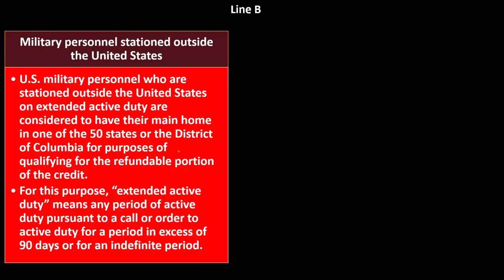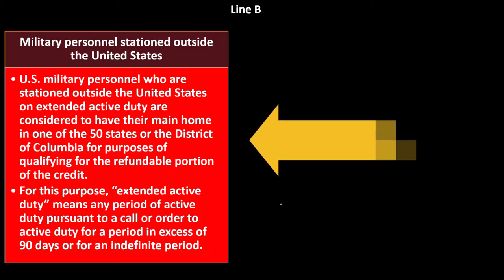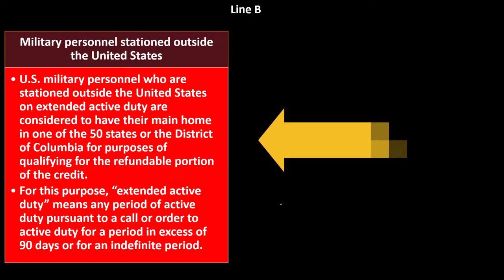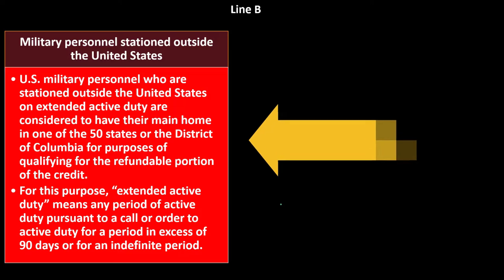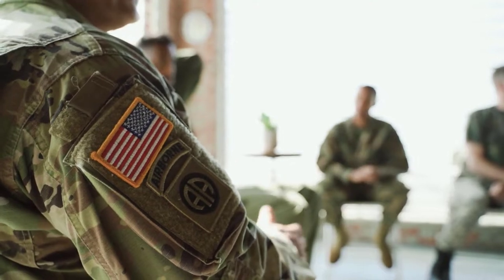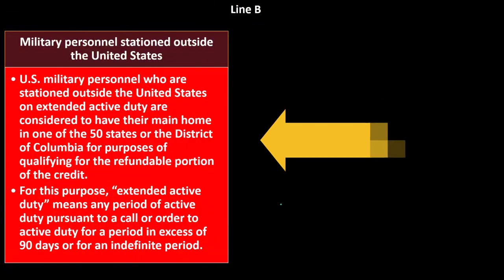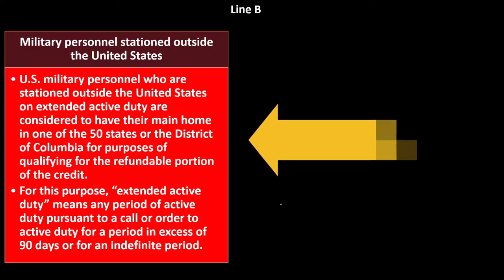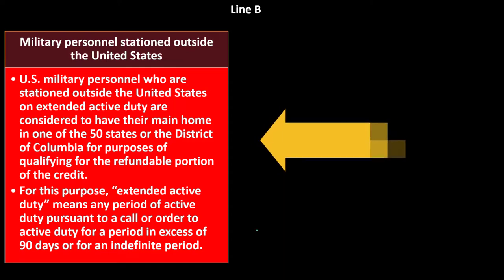Line B continued. Military personnel stationed outside the United States. U.S. military personnel who are stationed outside the United States on extended active duty are considered to have their main home in one of the 50 states or the District of Columbia for purposes of qualifying for the refundable portion of the credit. So if you're outside because of the military, then of course you want to be inside for the purposes of the credit, because that would be more beneficial, and that's the general case. For this purpose, quote, extended active duty, end quote, means any period of active duty pursuant to a call or order to active duty for a period in excess of 90 days or for an indefinite period.